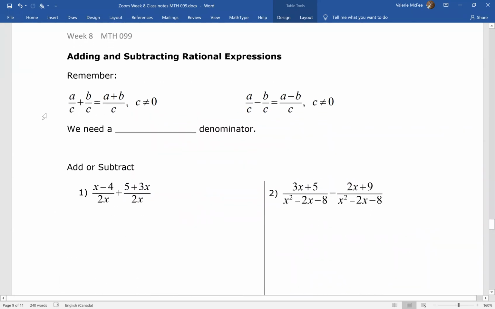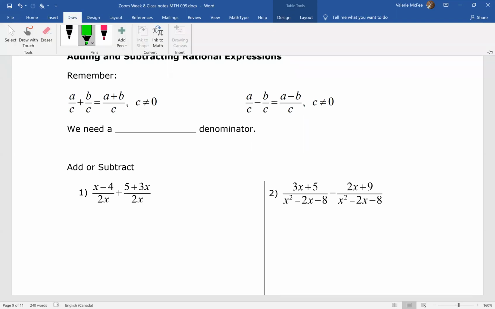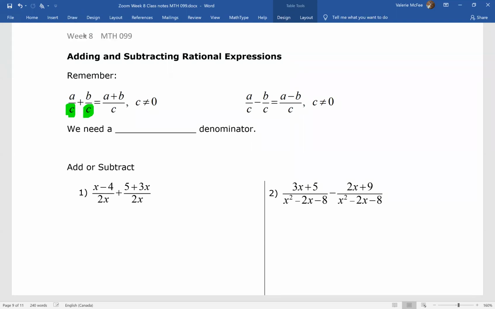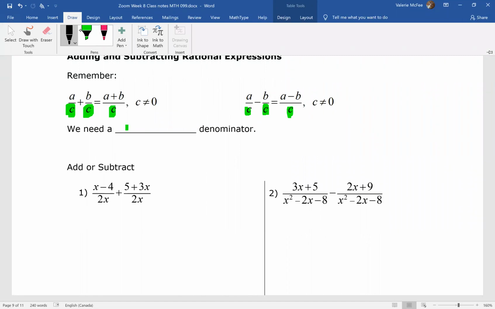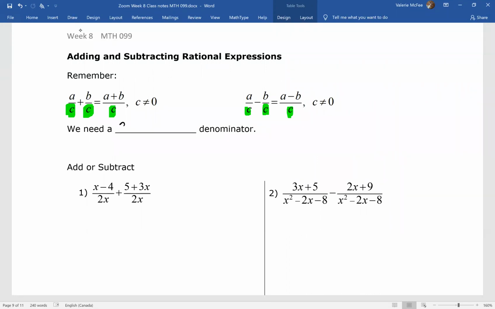So now we want to talk about adding and subtracting with rational expressions. We're going to start with some easy questions, not the kind of questions I'm going to give you on your test or exam, but a good place to start. Remember when we were adding and subtracting with fractions, we said if the denominators are the same, you keep the denominator and then add or subtract the numerators. Of course, the denominator cannot equal 0, but we remember that we need a common denominator. The denominators need to be the same.